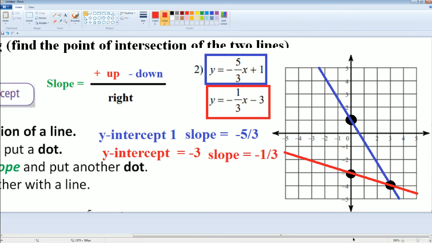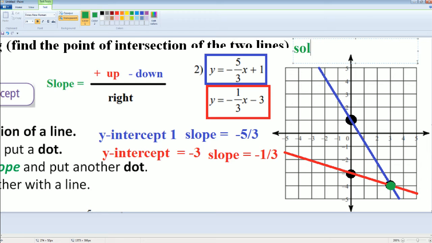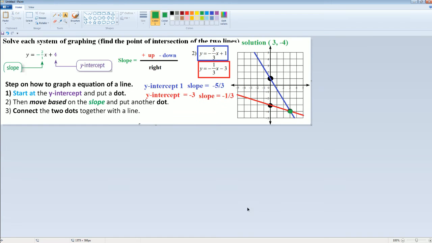Alright, there you go. Do you see its intersection? I could make it green so you can see it much better. The intersection is right there. Okay? That is the solution. So we would say here the solution, right? Remember, it's always in the format x comma y. Okay, what was x? The x here was 3. So 3. The y here was -4. So there you go. That would be the solution for number 2.